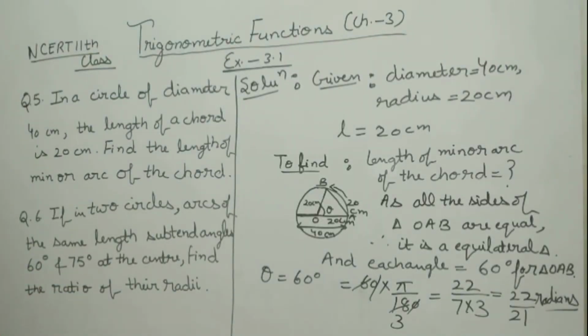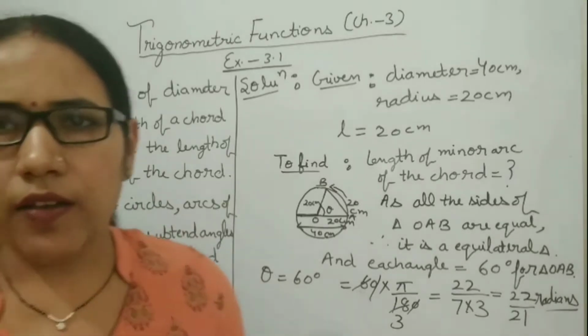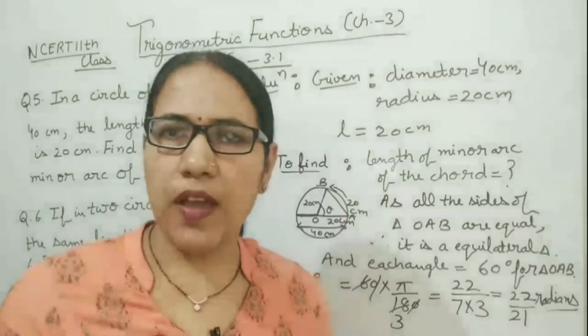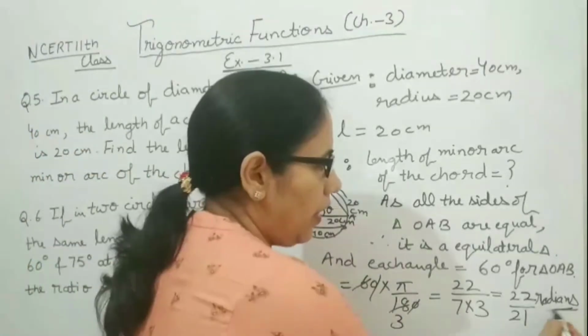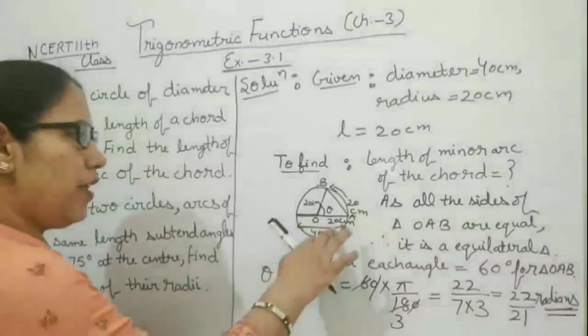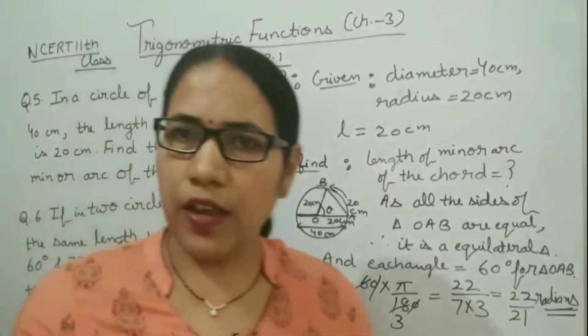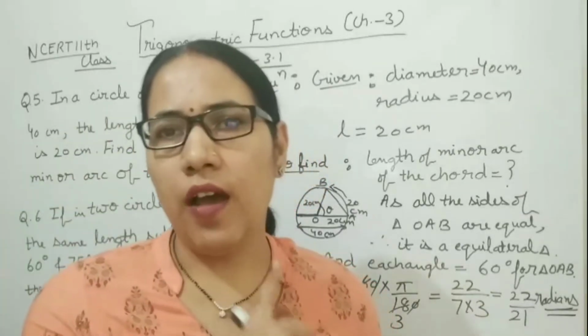So again we write down the formula for the circle. When an arc makes an angle theta at the center of a circle with radius R, then theta equals L by R. Theta equals L by R. And now theta is 22 by 21 radians, and your radius R is 20 centimeters. So we can calculate the length of the minor arc here.